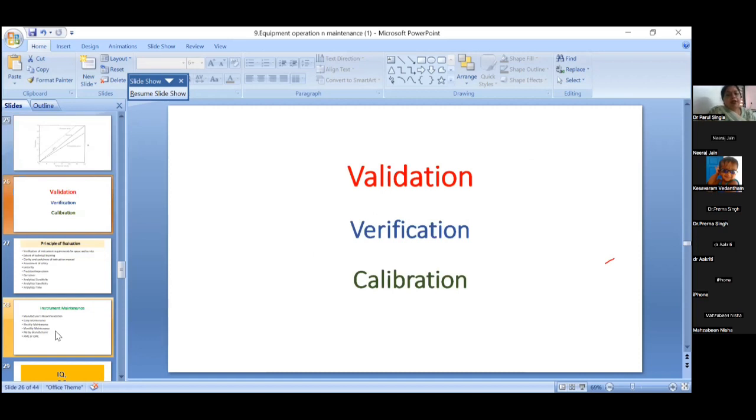Now next important topic we will discuss, because as we have seen in the equipment operations, all the requirements of the standard and all the formats which are required to be maintained. Now the important topic over here is validation, verification and calibration of the equipment. Validation is usually done by the manufacturer. They validate it. It is an extensive procedure. What we are doing is verifying the manufacturer's claim. So usually in the labs, we are verifying the manufacturer's claim.